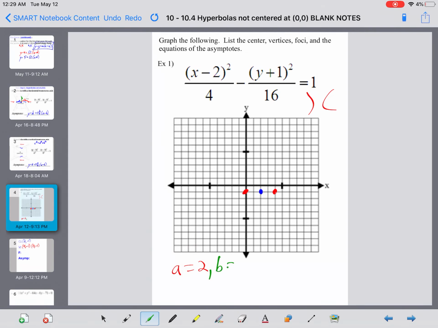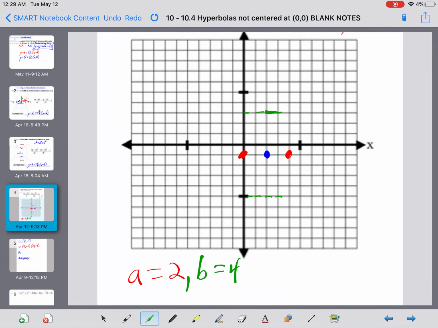The B value I can find right away from the equation. The B value is 4, so I'll go ahead and do that now. B value is 4, that's taking me up and down to the top and bottom of my rectangle. So up 4, and then down 1, 2, 3, 4. All right, there's my rectangle I'm able to make. This is going to help me find my asymptotes.